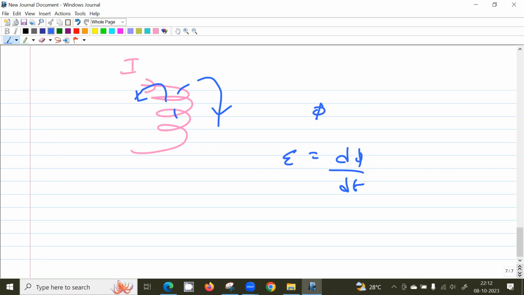So the direction of this induced EMF will oppose this. Suppose this I is increasing with time, then phi is also increasing. And suppose the direction of B because of this phi is upwards, right? Then the induced EMF because of this one will be downwards. This is according to Lenz's law.